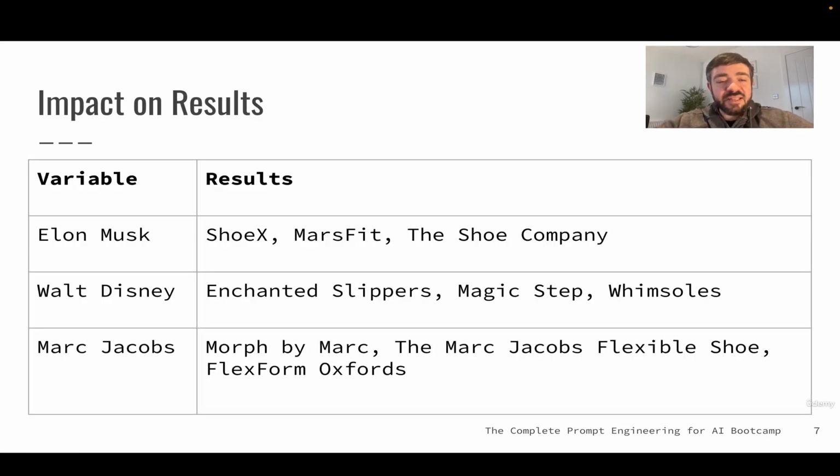Okay, so let's look at the impact on results of changing one of these variables. If we change it from Steve Jobs to Elon Musk, we're going to get different names. We get ShoeX, MarsFit, the shoe company, just like the Boring Company. If we change it to Walt Disney, it's Enchanted Slippers, Magic Step, Windsoles, which is one I particularly like. And then Marc Jacobs in the fashion space: Morphed by Marc, the Marc Jacobs flexible shoe, Flexform Oxfords.